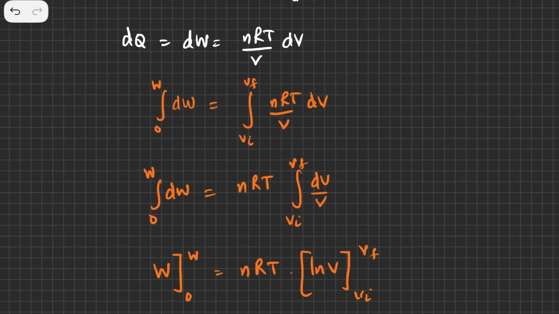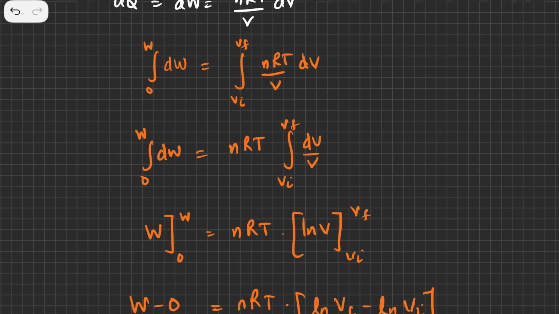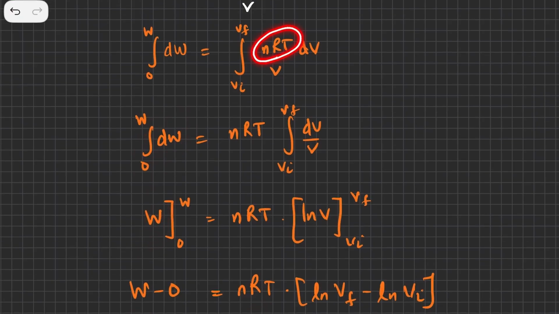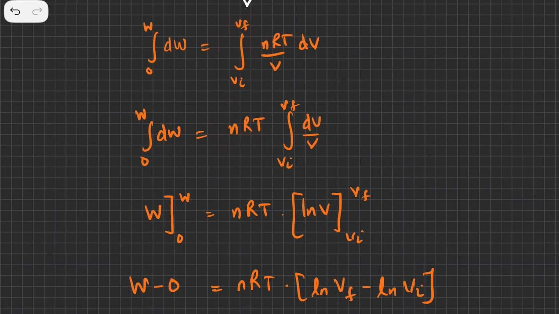The basic mathematics for integration you should know here. Integration of dW, integration of nRT by V. The work done could go from 0 to W, and the initial volume is Vi and the final volume is Vf. Now let's integrate. Integration of dx is x, so integration of dW is W, and nRT is a constant, so we move nRT outside. What remains is only dV upon V.